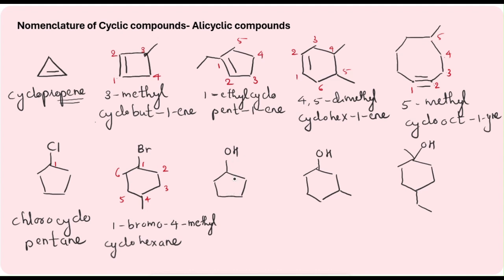Now, whenever we have OH, we don't take it as a prefix. We still consider it as an alkanol. That means, since it is a cyclic molecule, you can always call it a cycloalkanol. So here it will become cyclopentanol. Many students make this mistake. They call it hydroxycyclopentane. No, it is cyclopentanol. The ol is part of the name here, the functional group.